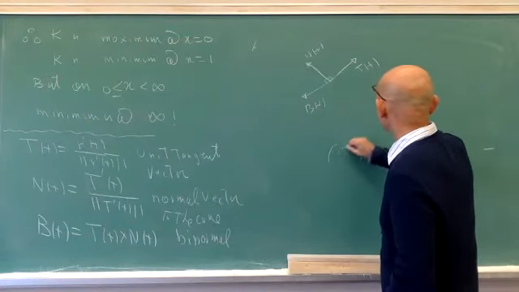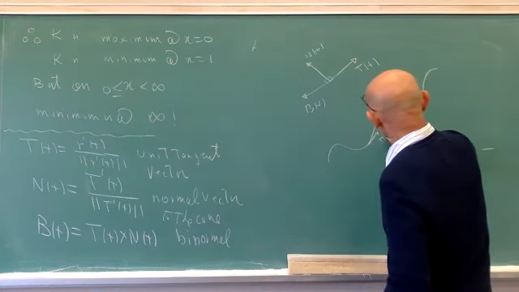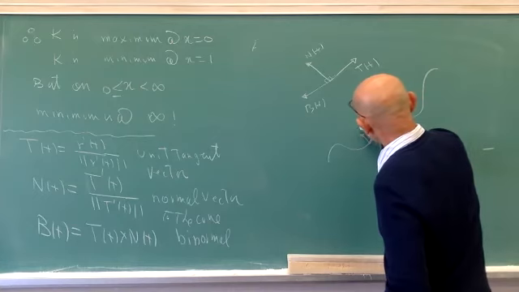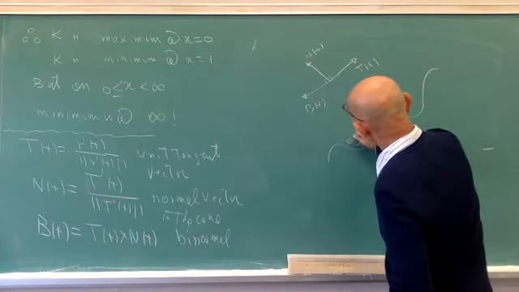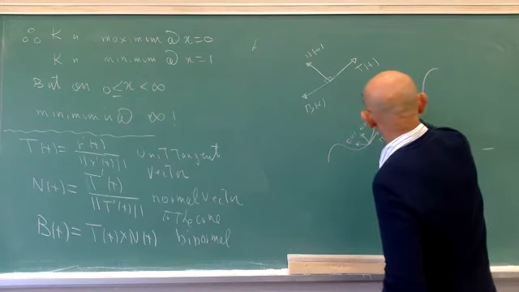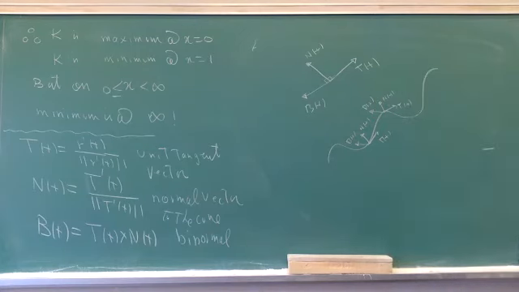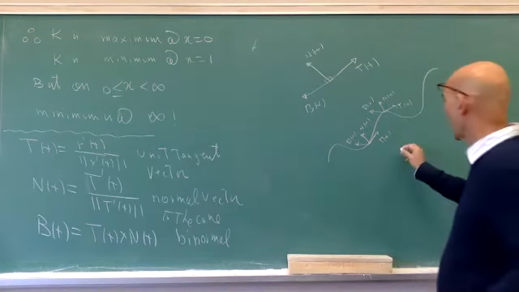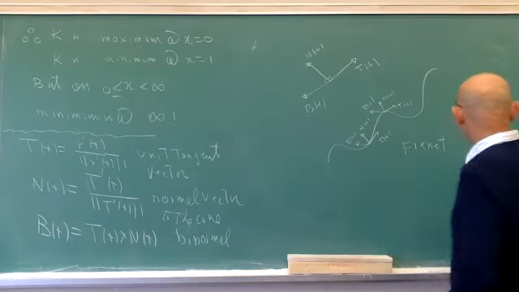So at each point, there is this T of t, N of t, and then B of t. And here is T of t, N of t, B of t. So this moving frame along the curve is called a Frenet frame. This is the name of the French mathematician Frenet, a great guy.